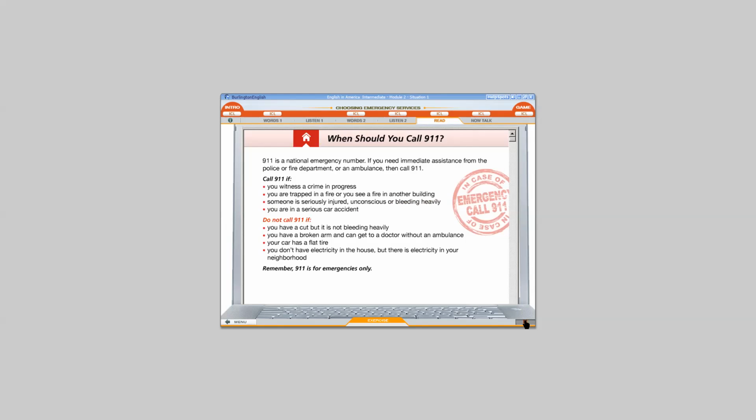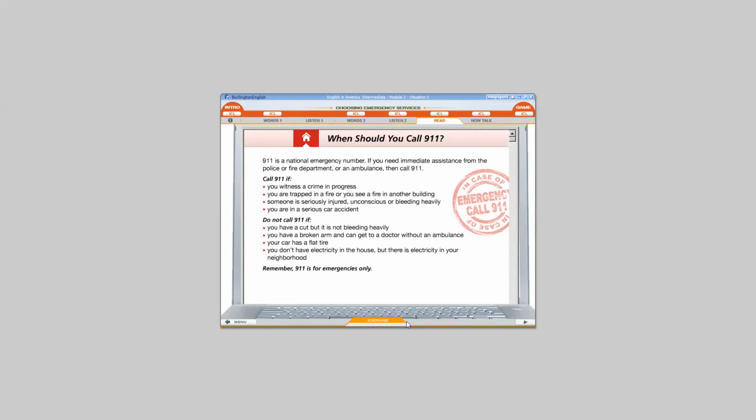Do not call 911 if you have a cut, but it is not bleeding heavily. You have a broken arm and can get to a doctor without an ambulance. Your car has a flat tire. You don't have electricity in the house, but there is electricity in your neighborhood. Remember, 911 is for emergencies only.